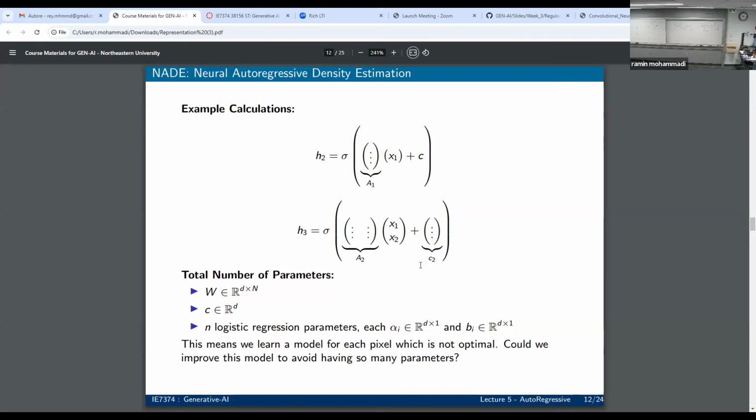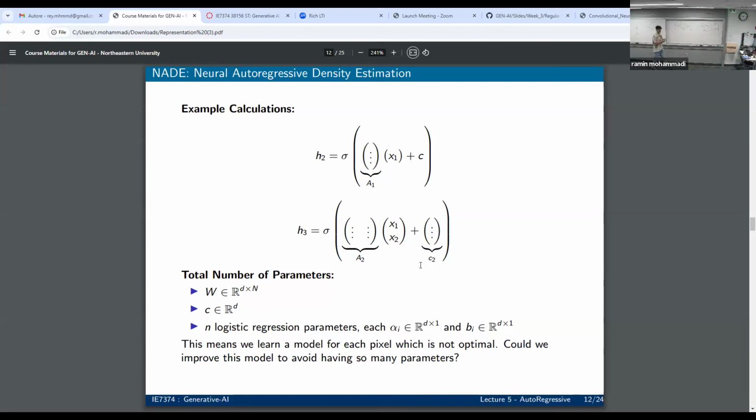now the problem here is that let's look at the number of parameters that we end up learning. How many parameters do we need for H1? H1 itself we don't have here, but technically it only has C, so D by 1. How many parameters do we need for H2? We need D by 1 plus D by 1. For H3, D by 2, and then we have D by 1, right? And so on. So you actually end up having lots of parameters.